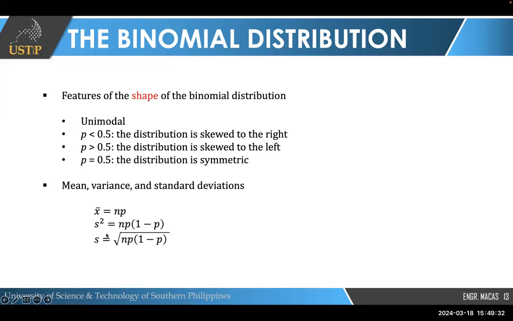So the mean here will be n times p. The variance, s squared, is n times p times 1 minus p. And then, you just take the square root of it and you will get the standard deviation.